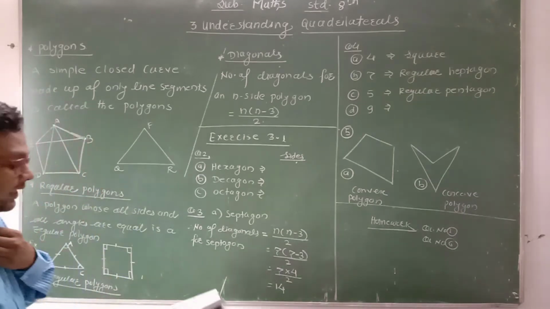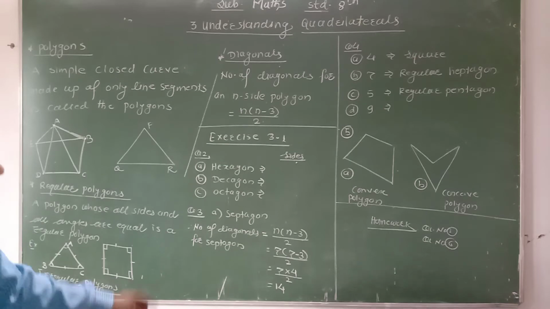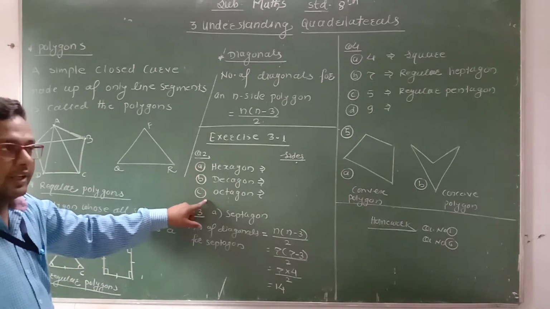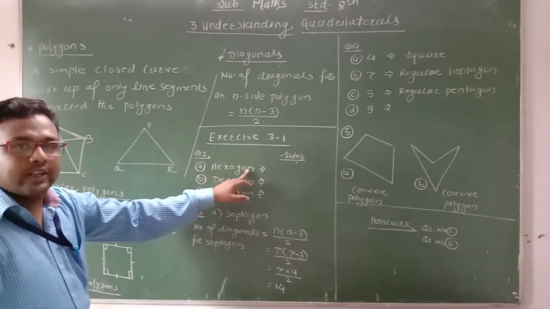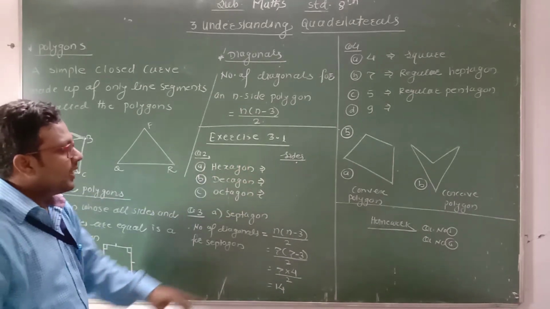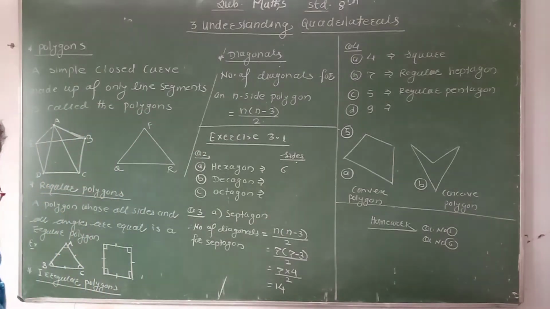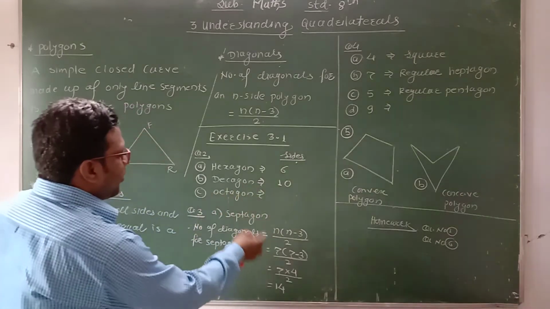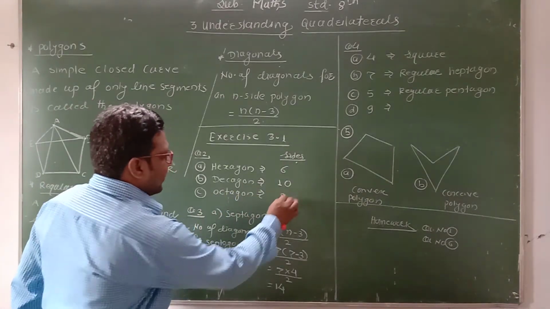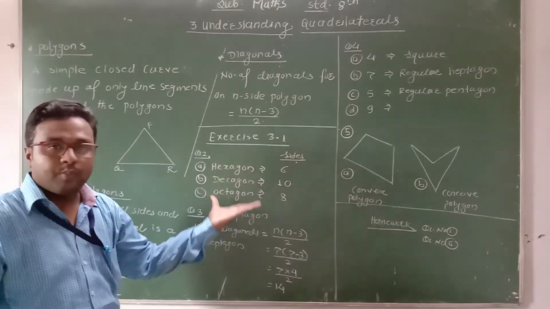Now question number 2 is given, state the number of sides for the given polygon. Names of the polygons are given here. Here we have to write the number of sides. Hexagon. Hexagon is the polygon of how many sides? Yes, 6 sides. Decagon is the polygon of 10 sides. Octagon is the polygon of 8 sides. In this way, here we have to write the number of sides for the given polygon.